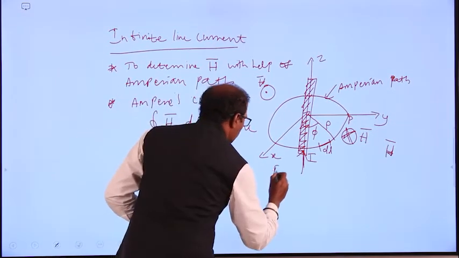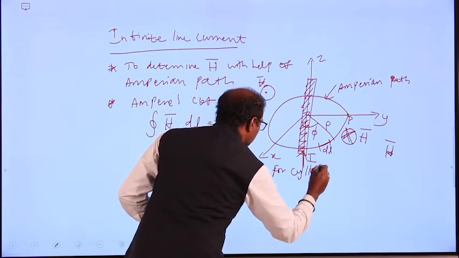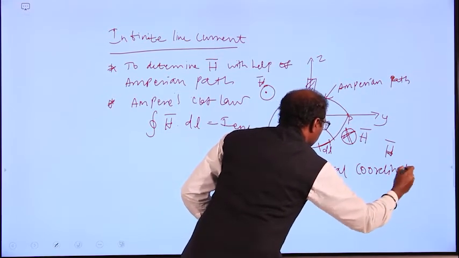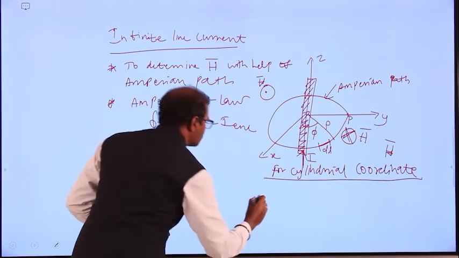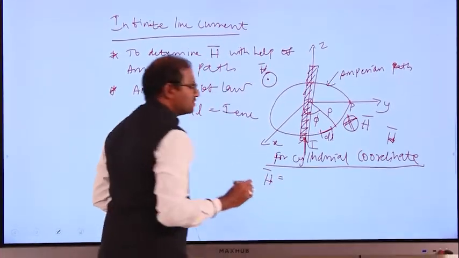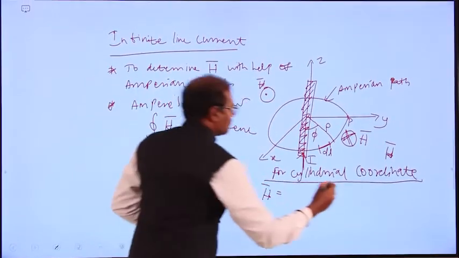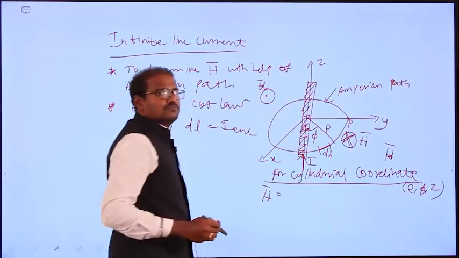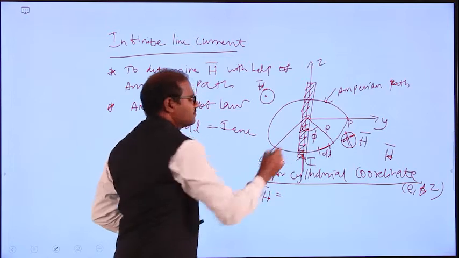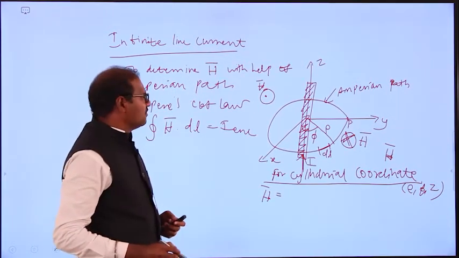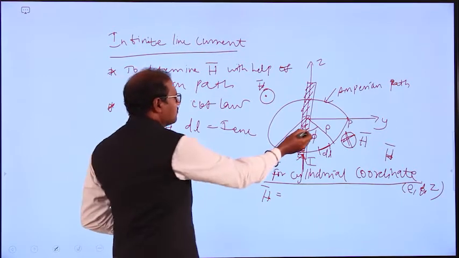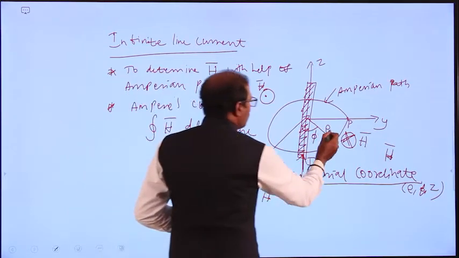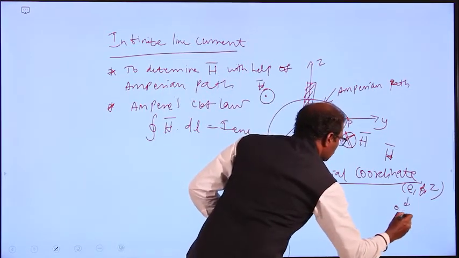Now for the cylindrical coordinate system, so what is the H vector? What is the cylindrical coordinate system? There are three variables. What are the variables? Rho, phi, z. So rho is the radial distance. The rho variable goes from 0 to infinity. The first unit we studied the basic fundamentals of the coordinate system. Rho value equal 0 to infinity.